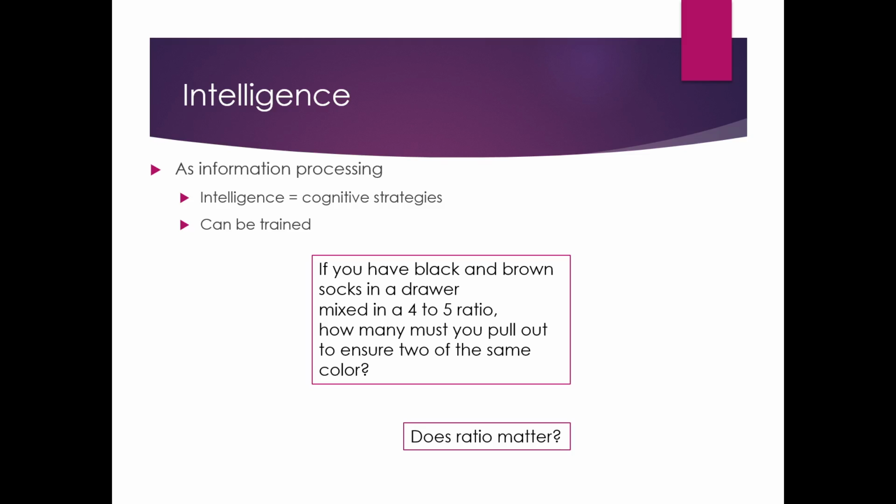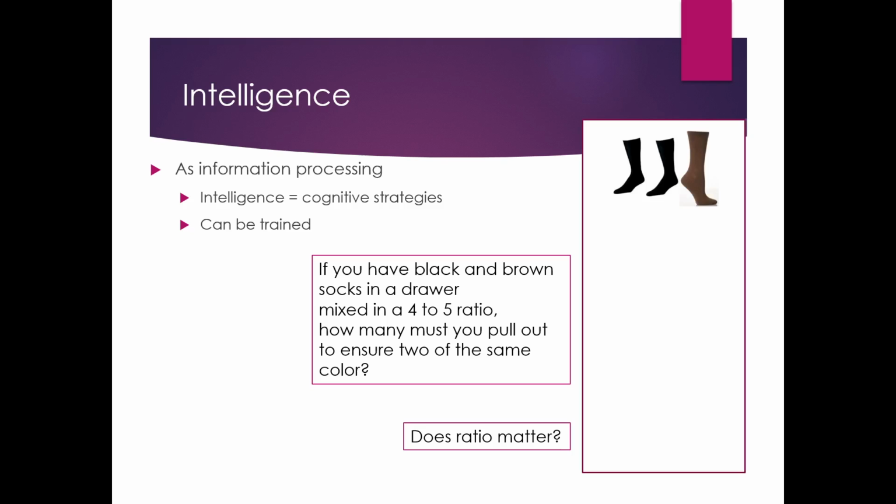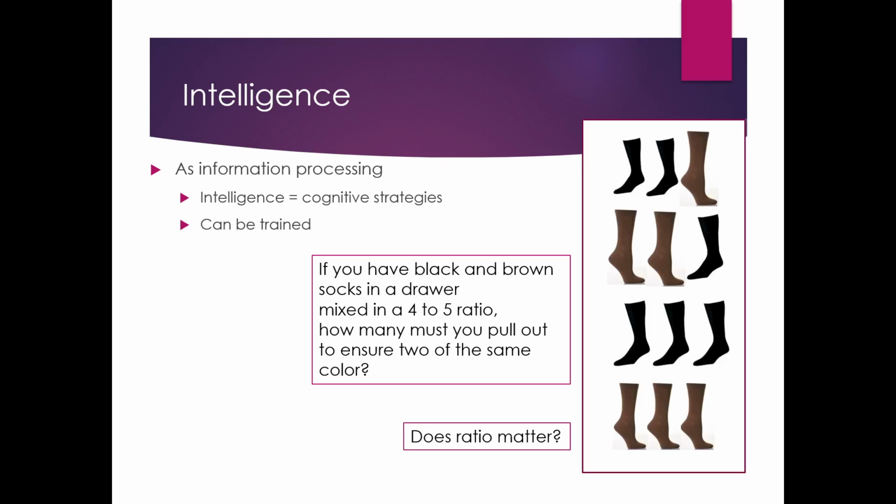Well, let me prime you. I told you they're in a 4-to-5 ratio, but does that really matter? As long as there's only 2 colors, as long as you pull out 3, you're always going to get a combination that includes at least 2 that match. There's only 2 colors in there. If you pull out 3 socks, you're guaranteed that 2 of them have to be the same color.